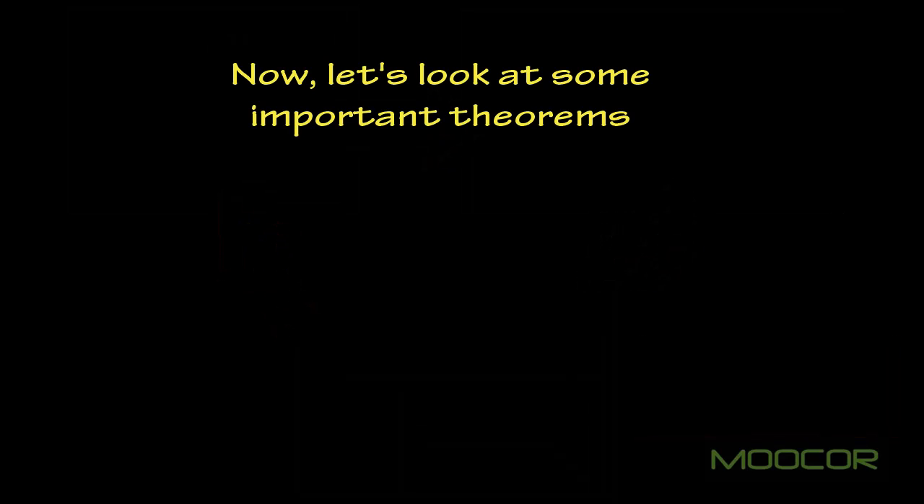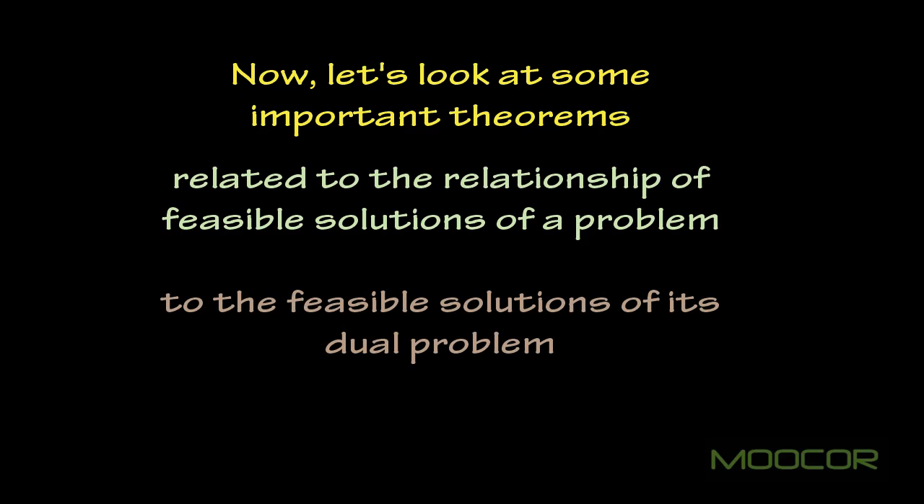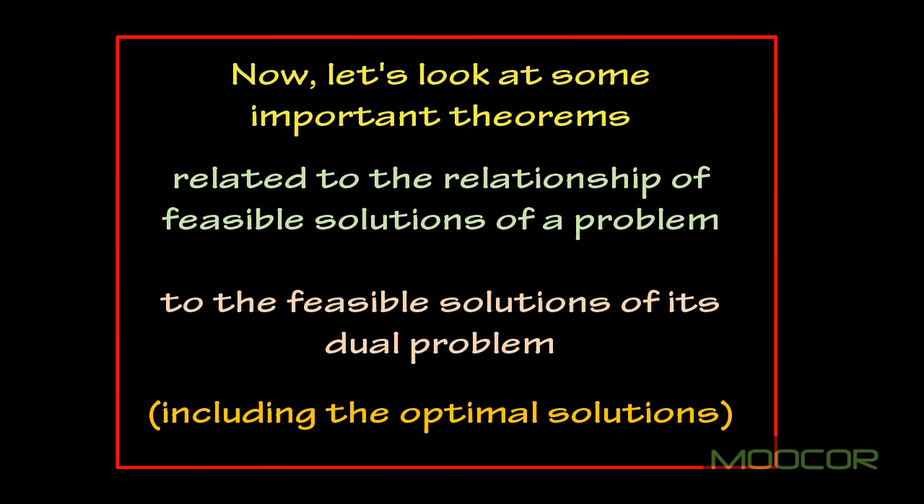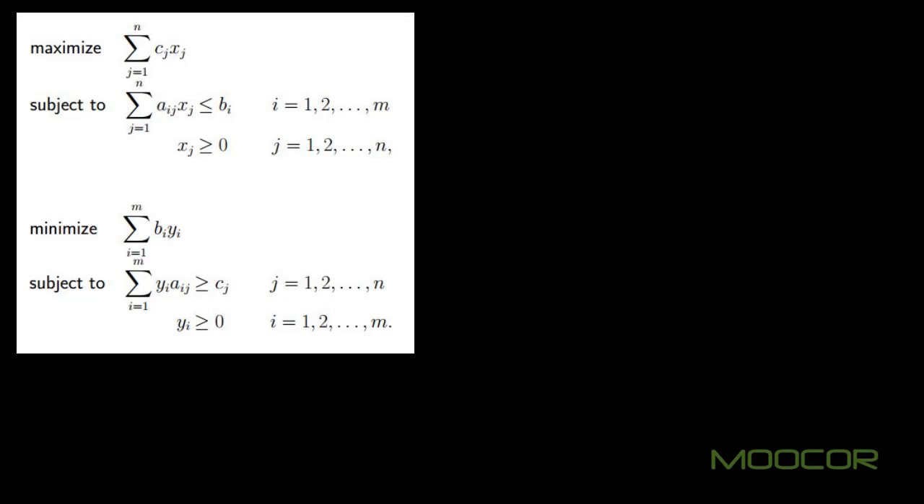Let's look at some important theorems that are related to the relationships between these two problems. Mathematically, the symmetric primal-dual problem is represented as a maximization for the primal and a minimization for the dual. All primal constraints are in the form of less than or equal, and all dual constraints are going to be in the form of greater than or equal, with all variables to be non-negative.